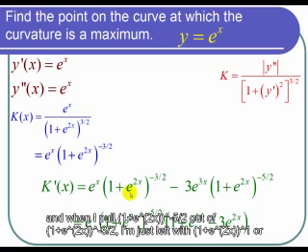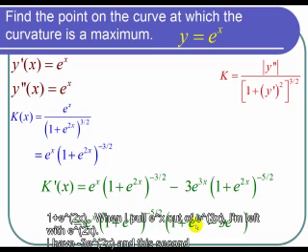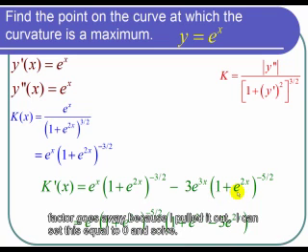And when I pull a 1 plus e to the 2x to the negative 5/2 power out of 1 plus e to the 2x to the negative 3/2 power, I'm just left with a 1 plus e to the 2x to the 1 power, or 1 plus e to the 2x. And when I pull an e to the x out of e to the 3x, I'm left with an e to the 2x. So I have minus 3e to the 2x, and this second factor goes away because I pulled it out. So I can set this equal to 0 and solve.